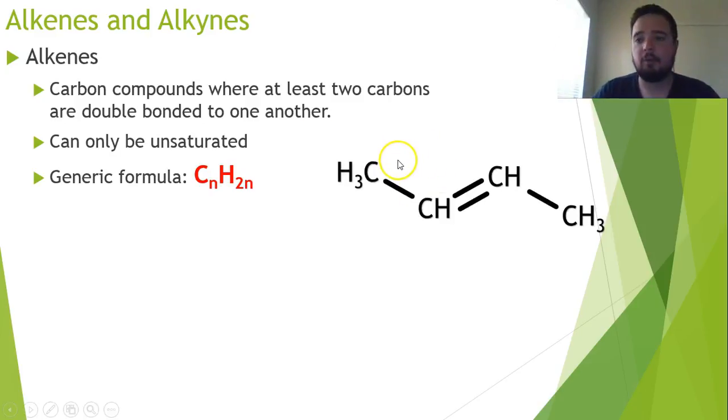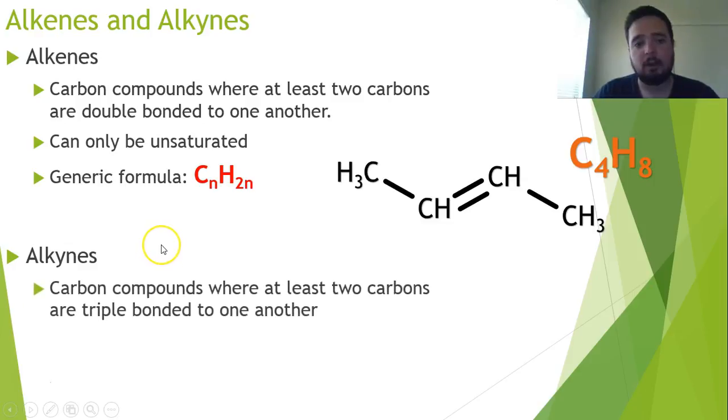Okay, so this would be an example of an alkene, so we'll just demonstrate it. I have 1, 2, 3, 4 carbons. There's at least one double bond, so I know it's an alkene. So I plug in 4 carbons for n, which means I should have 8 hydrogens. So 3, 4, 5 plus 3 is 8. So it's C4H8.